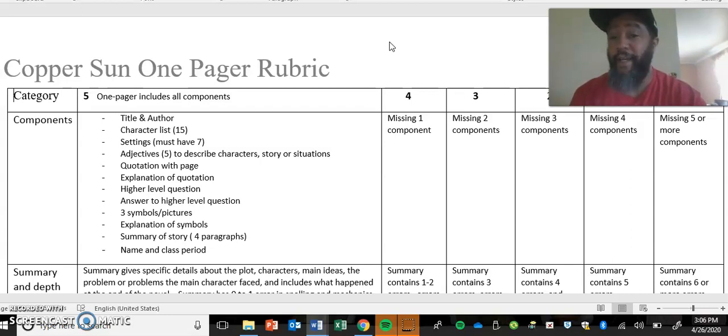Settings. You must have 7 settings. So that means where did this story take place at? Where are the different places your story took place? It took place at the village, Ziavi. It took place on the slave ship. It took place at Cape Coast. All right. It took place at, you got the plantation and several other places where the story was at. And again, I just named off 3 or 4 easily, really quickly, just like that.